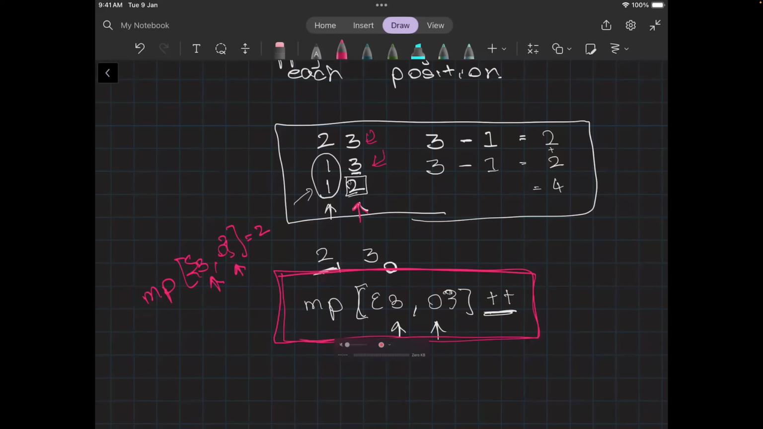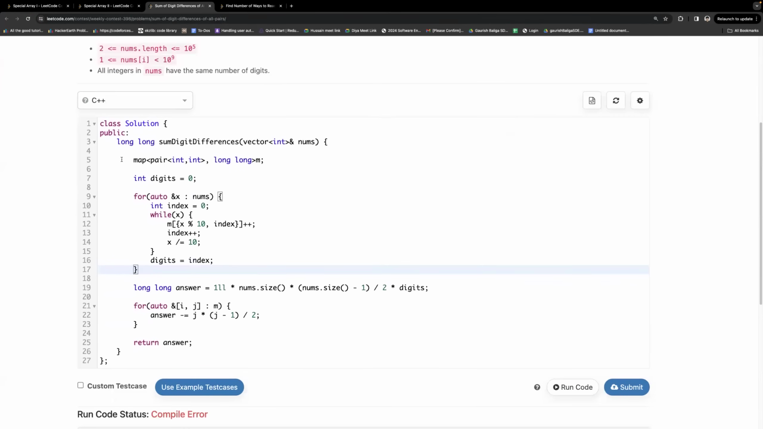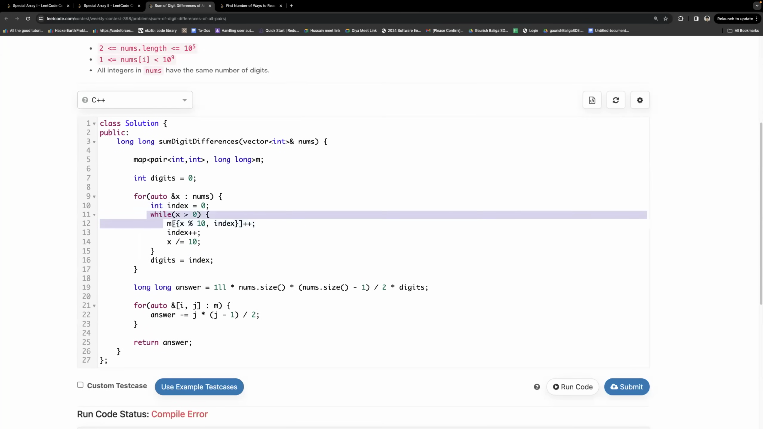It helps me implement things faster, right? So here is the solution. I have a map of pair int comma int, and the frequency is in long because the answer is expected in long. It can be very large, right? Now, the number of digits we require. For auto X in nums, what am I doing? I think we can do it without this as well, but I just preferred to do it. Currently, I am at index 0. While X greater than 0, M of X modulo 10 and index plus plus, basically the number and at what position it is at. Now, while going to the next number, I am doing X divided by equal to 10 and index plus plus. This is just iterating over all the digits and incrementally increasing the index.